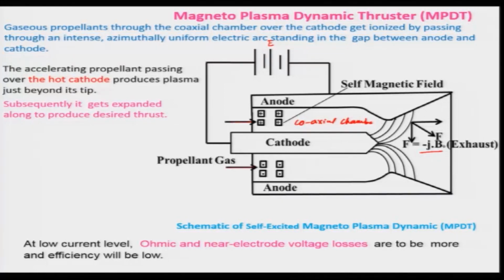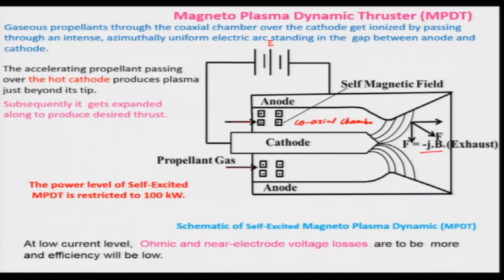And of course, at the low current level, the ohmic and near-electrode voltage losses are more, hence the efficiency will be low. However, at high current it works very well, and for that one has to use it. As these ohmic and near-electrode voltage losses will be more, that is the reason why the power level of a self-excited magnetoplasmadynamic thruster is restricted to only 100 kilowatts. So, that is the limitation of this kind of thruster.